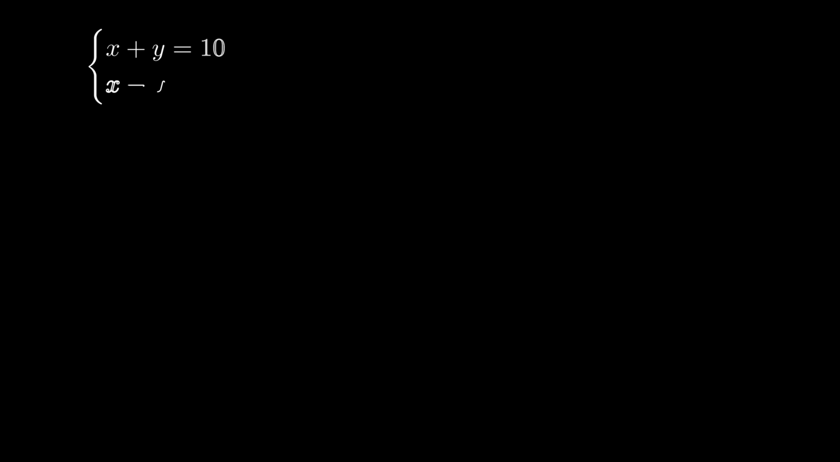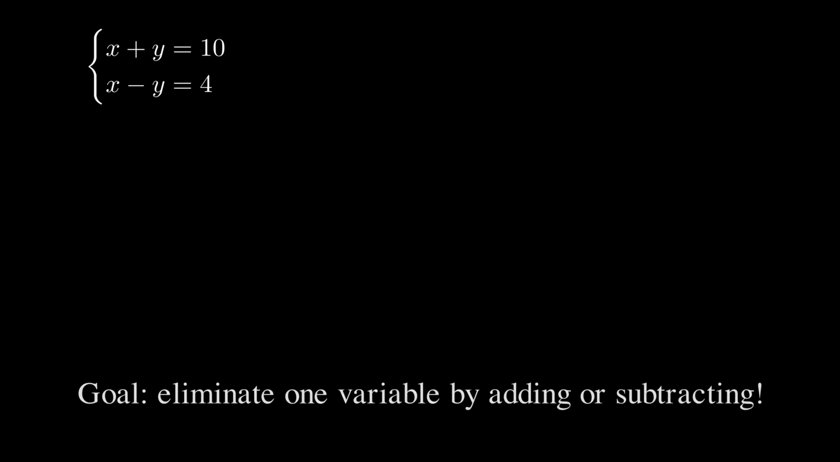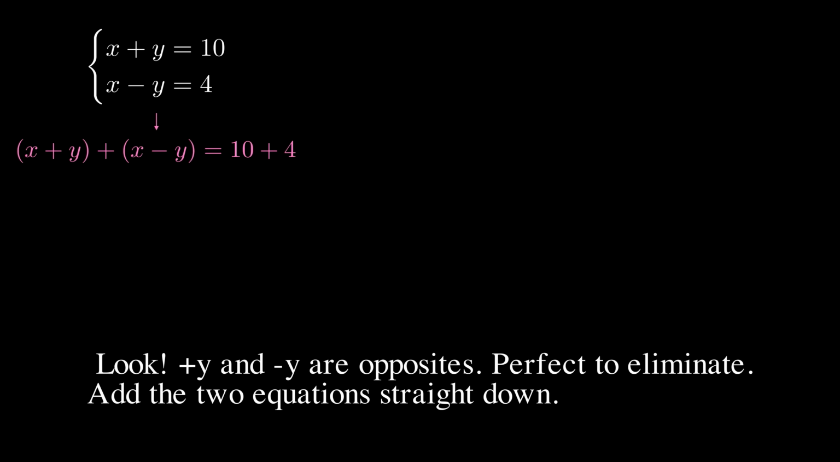In this lesson, we're using the elimination method to solve a system of equations. The big idea is simple. We want to make one variable disappear so we can solve for the other one. Take a look at these two equations. Our goal is to eliminate one variable, and right away we see something helpful. One equation has plus y and the other has minus y.